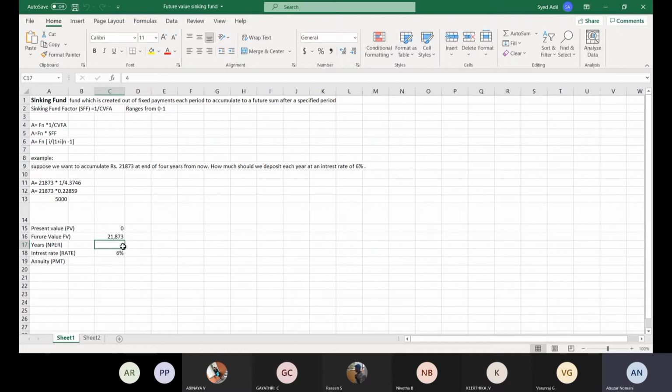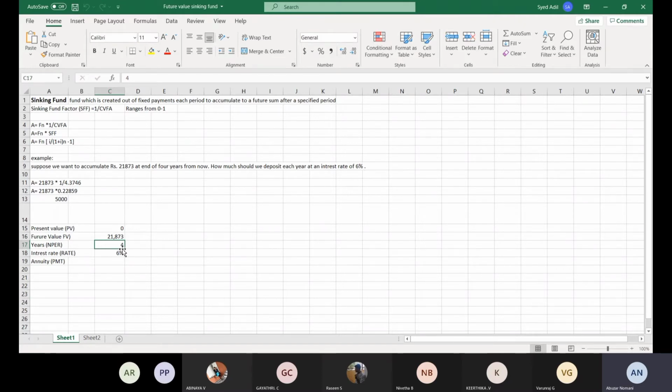So how much are we going to deposit, a small amount like an SIP, so that it becomes 21,873 at the end of the 4 years? Clear? Now, how can we find this out? How can we compute this?